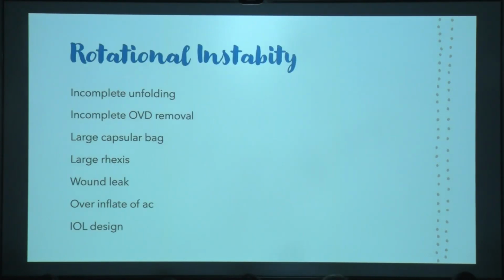I'm just skipping this, the rotational stability. Also, these are the causes: incomplete unfolding, incomplete OVD removal, large capsular bag, large rhexis and wound leak.